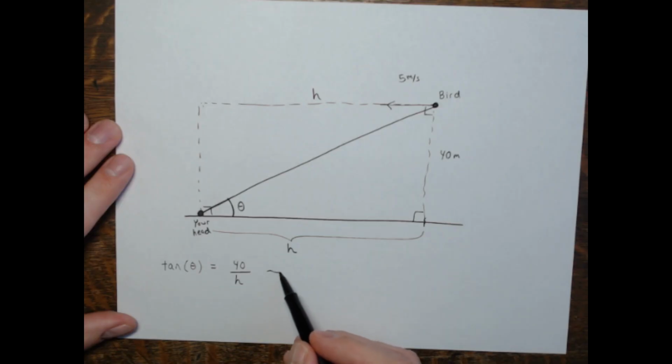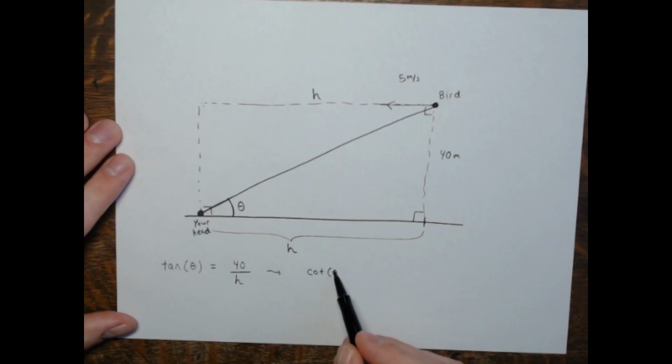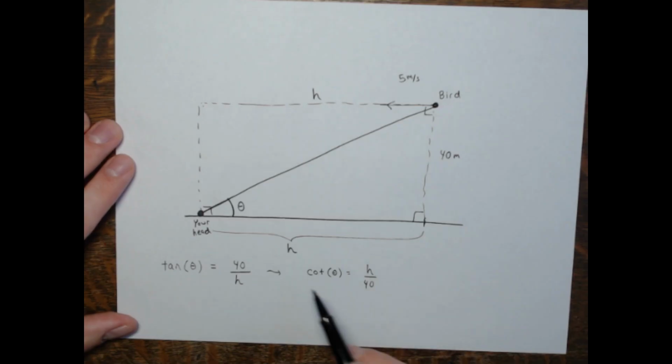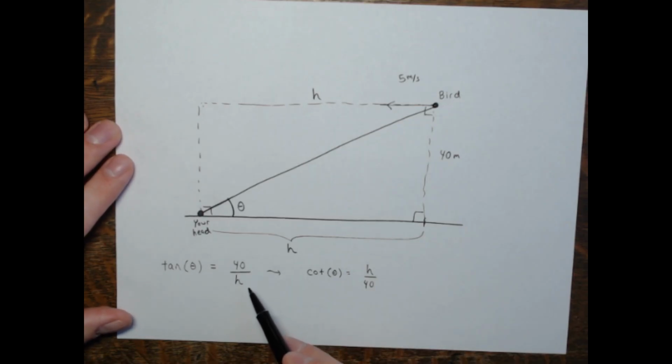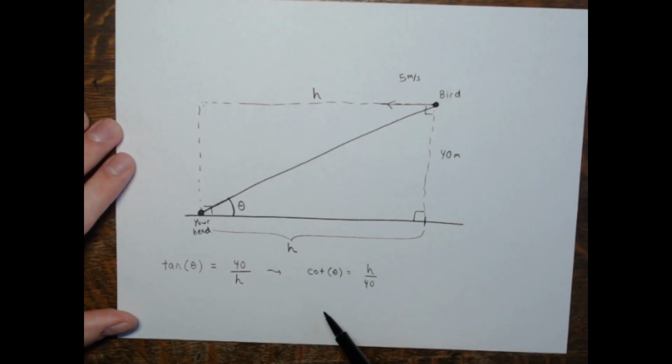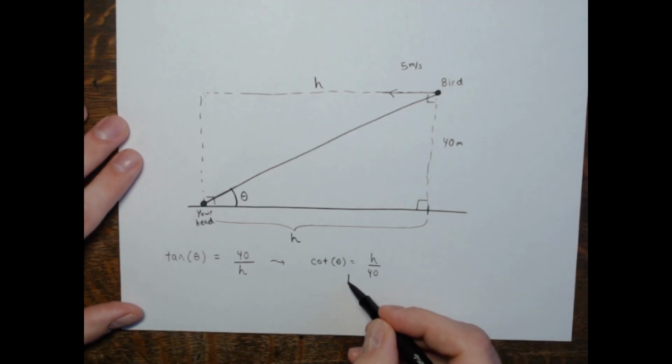Or, if you don't like that, you could say the cotangent, just to have h not in the denominator. You could say the cotangent of theta is just the reciprocal of that, right? H over 40. And honestly, I'd prefer this, because you can keep h in the denominator, but I'd rather it not be. All right, so we'll go from here.